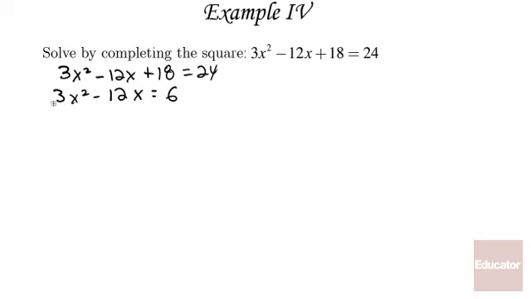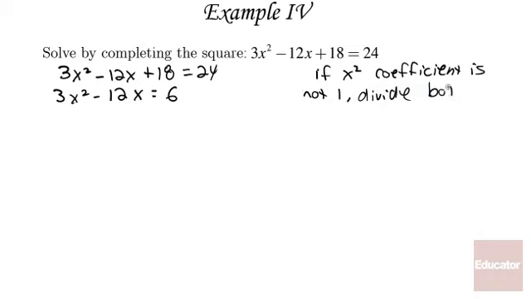Now, here, before I go any farther, I've got to look and see that my x squared term is not 1. So if the coefficient of x squared is not 1, divide both sides of the equation. And the reason is I need to do that in order to complete the square and go on as usual. So I'm going to divide both sides here.